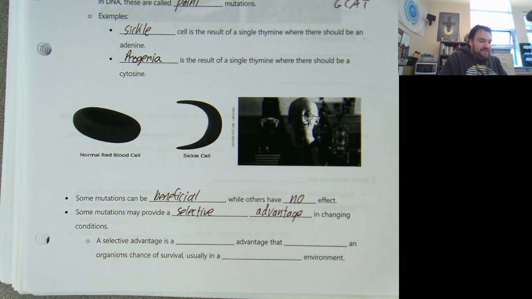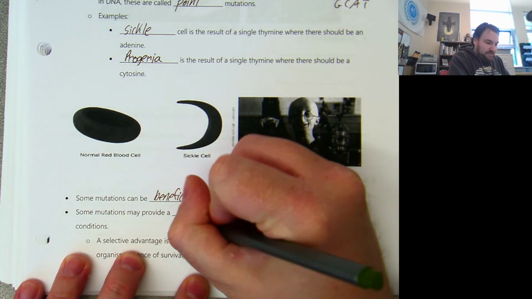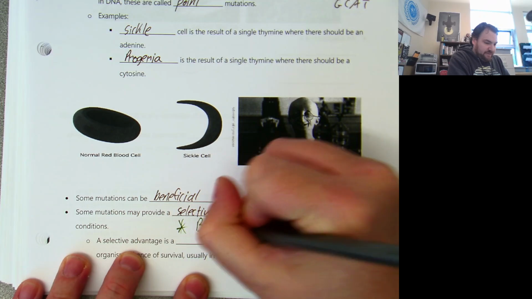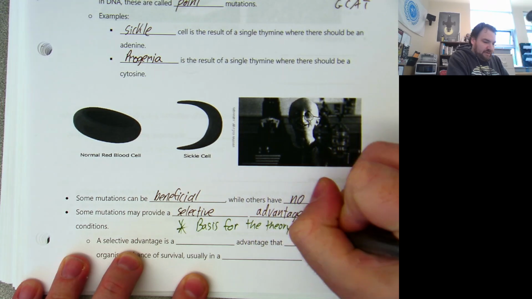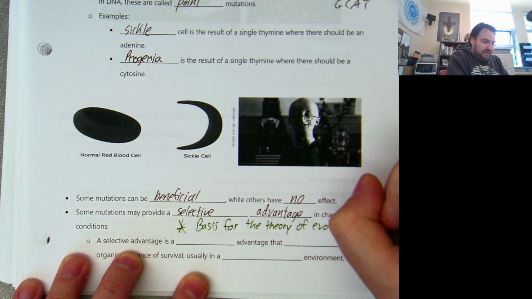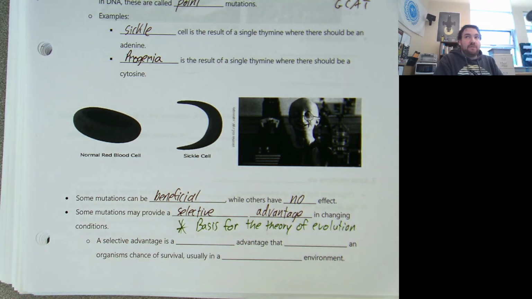This is the basis for the theory of evolution. It's the idea that there could be beneficial mutations that occur over time that on their own aren't harmful, and depending on the surrounding circumstances might actually be beneficial.